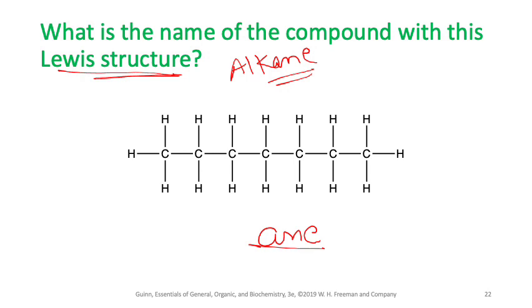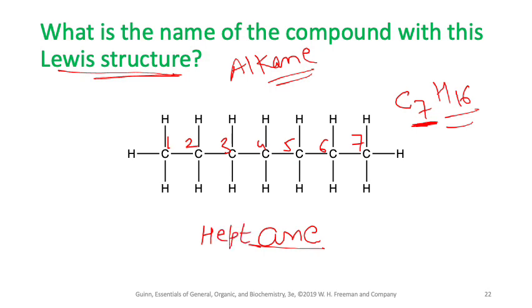Then we have to calculate how many carbon we have in there. Start from one corner, 2, 3, 4, 5, 6, 7. I have 7 carbon. What's the molecular formula? If I have 7 carbon, how many hydrogen? 16, from the formula CnH2n+2. And the time I see I have 7 carbon, what's the name of 7 carbon? Hept. So it's heptane. So the name is heptane.